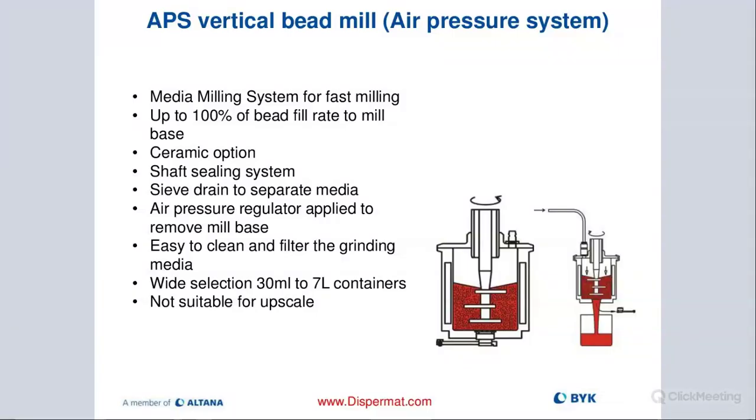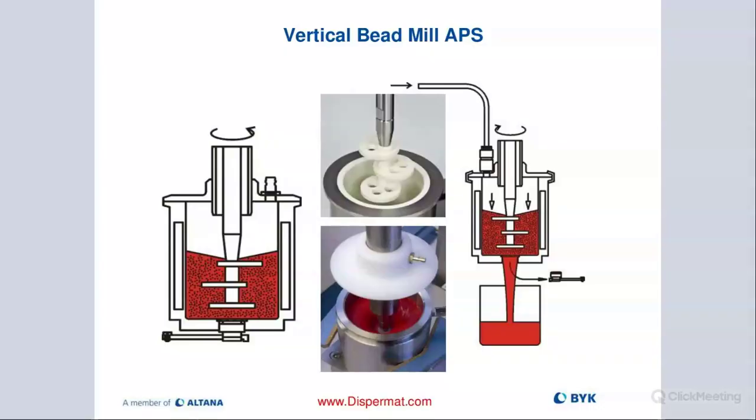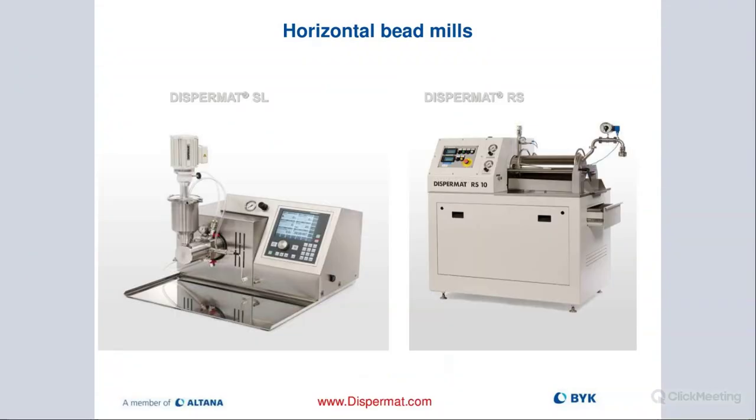And we have container APS system all the way from 30 milliliters up to 7 liters of product. Again, not suitable for upscale or production environments. Here is a quick picture. You see the drain plug right there, how you remove that and then purge out the material.